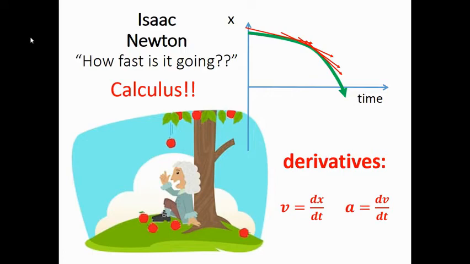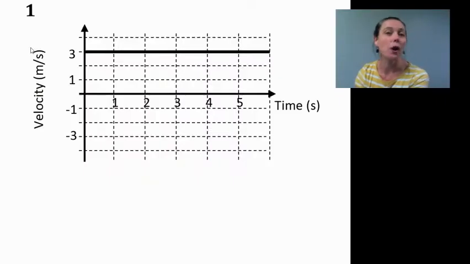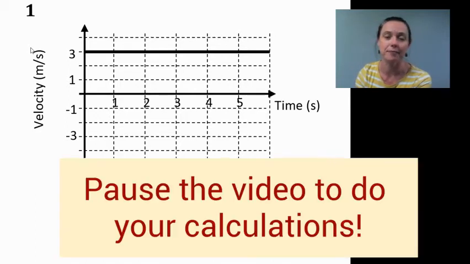Let's consider now how we might figure out how far something has traveled by looking at a velocity time graph. Consider the object shown in this graph. Here we have something that's moving forward with a speed of 3 meters per second for a time of 6 seconds. How far will it go? Pause the video if you need to take a second.